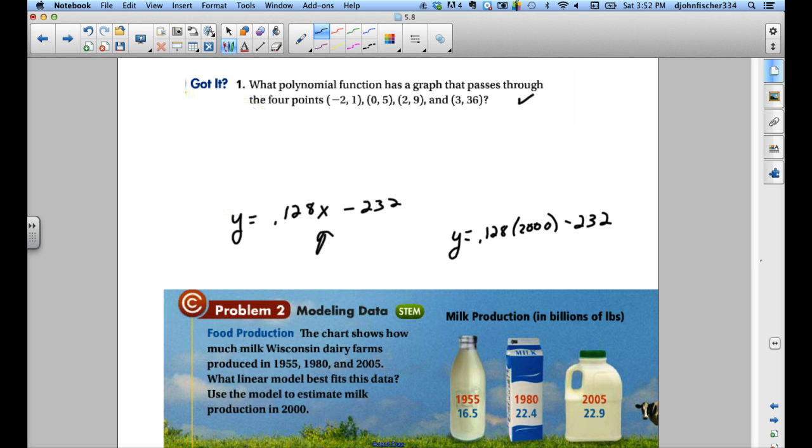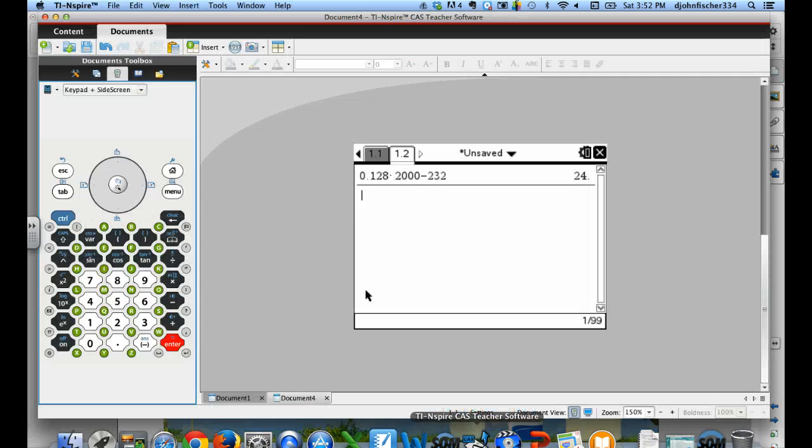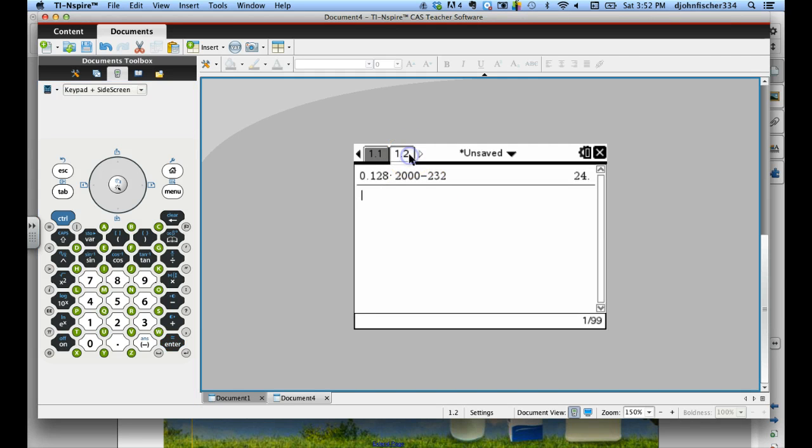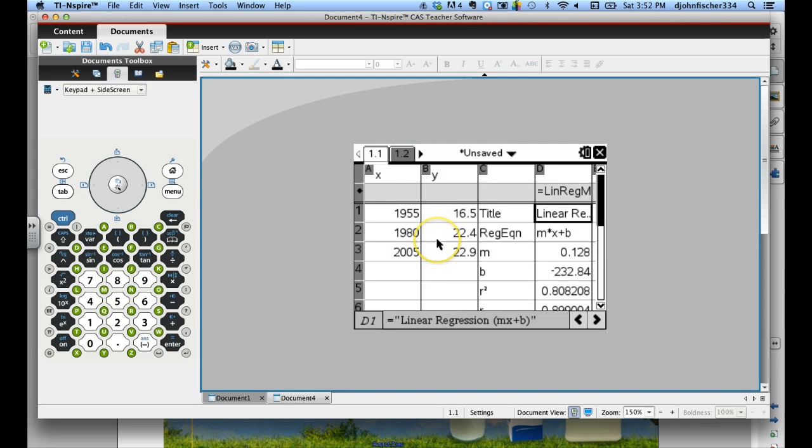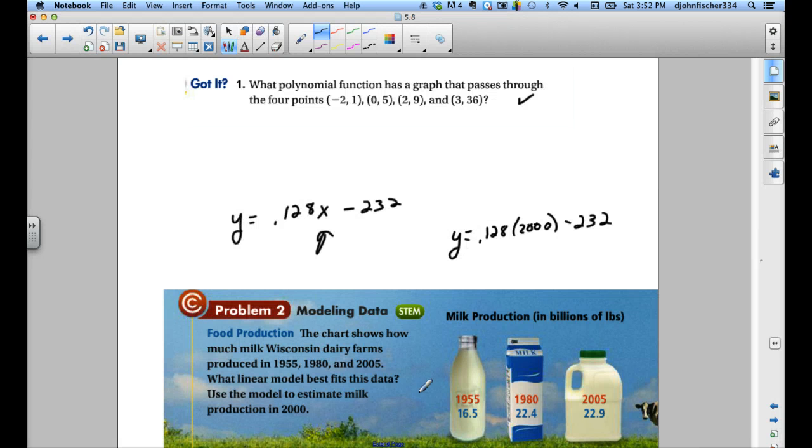I'm going to look at my points one more time to make sure my points are in there correctly. 16.5, 22.4, and 1980. Now let's see what happens. They came up with about 23.2. It's a little different, but not too bad. It's going to be a little different because of how you round, but that's why you have to define what you're doing as you go through.